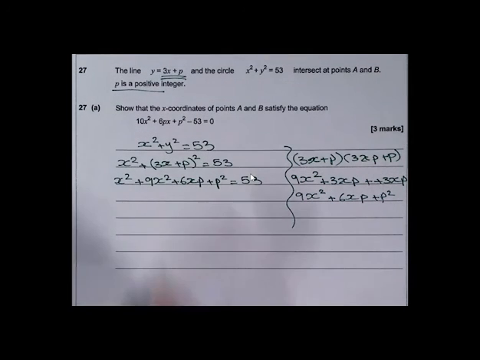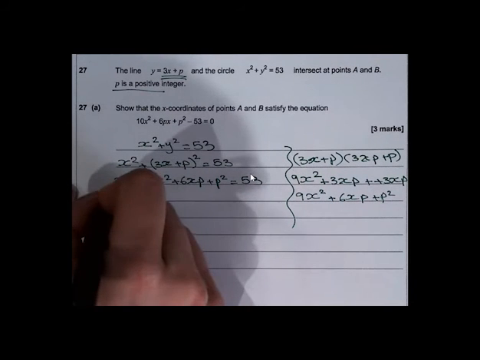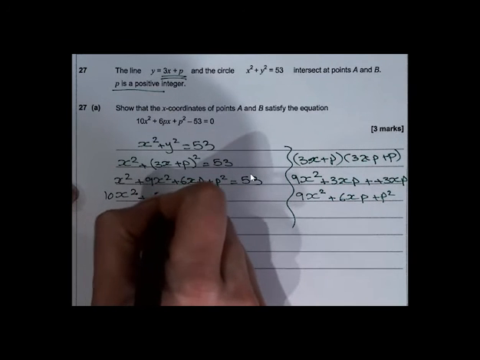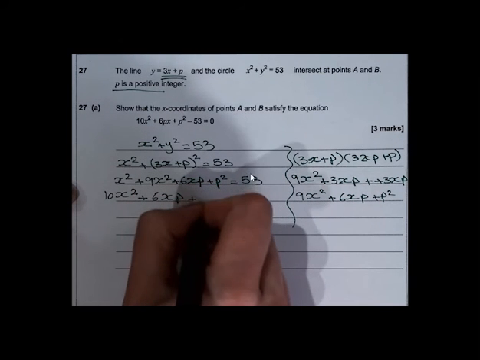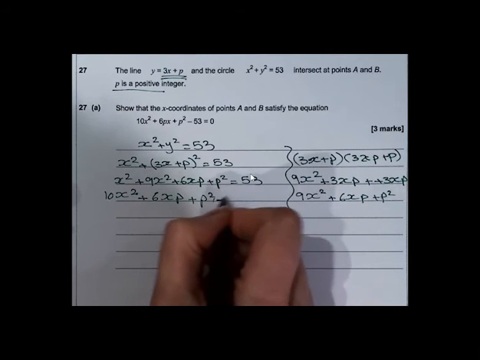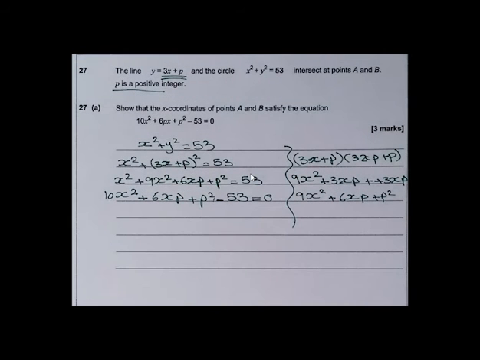Now I'm going to simplify this equation. x squared, 1x plus 9x squared, this is 10x squared plus 6xp plus p squared, and then when I move the 53 to the other side, this is minus 53 equals 0. And I showed that the x coordinates are satisfied by this equation at points A and B.